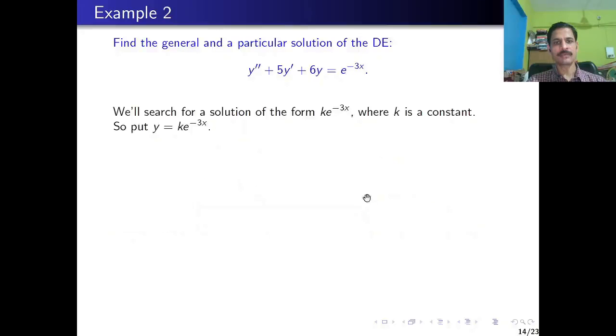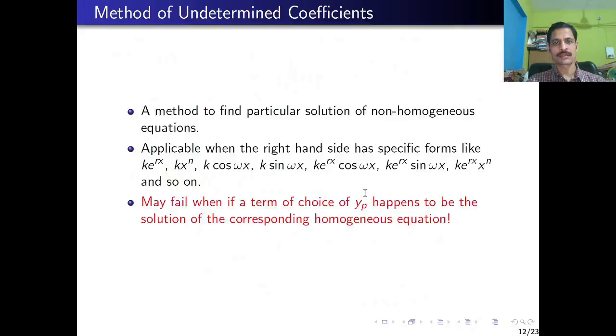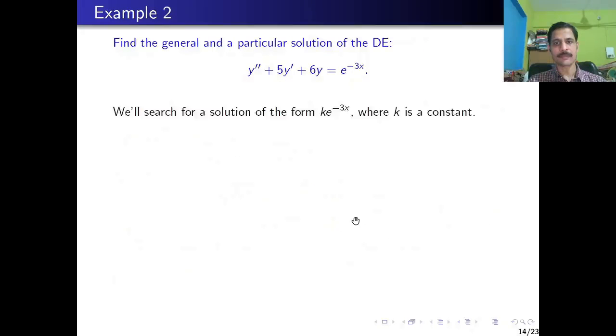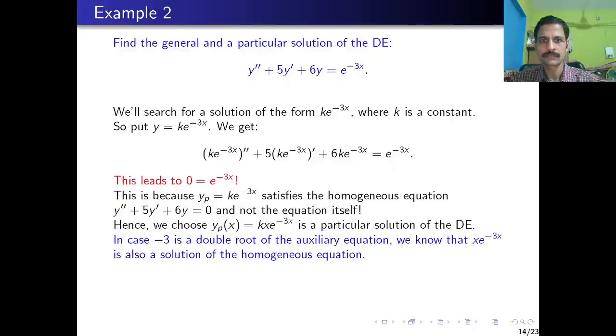So we had made a comment there that if yp happens to be a solution of the associated homogeneous equation, then the method may fail. Here e raised to minus 3x is a solution of the associated homogeneous equation because minus 3 is the root of the auxiliary equation or the characteristic equation. So we multiply x with e raised to minus 3x to get a particular solution of the non-homogeneous ODE.